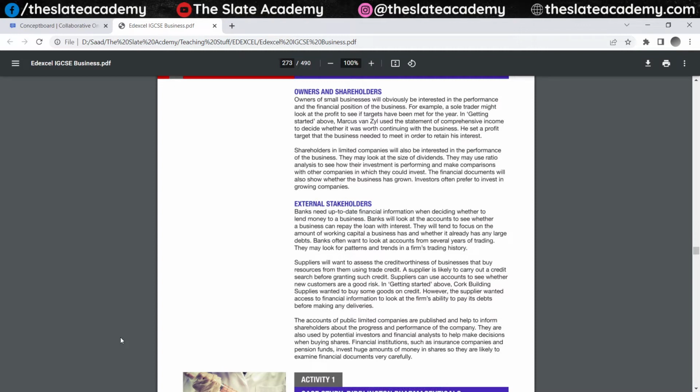Excellent. So if the business applies for a loan, how would the bank judge the business? What financial statement and what figures in the financial statement would a bank look at to assess the loan worthiness of a business?